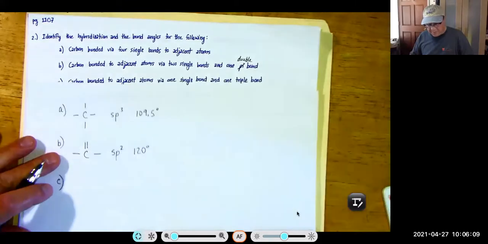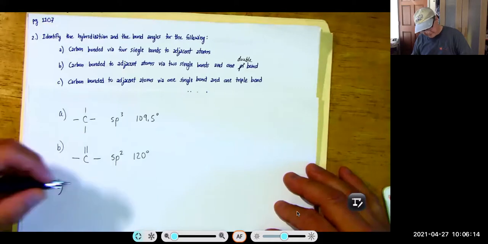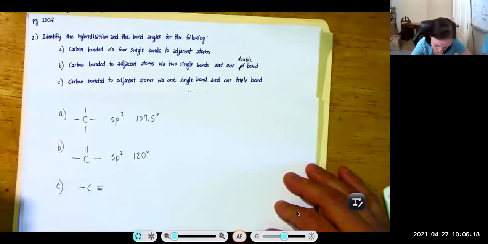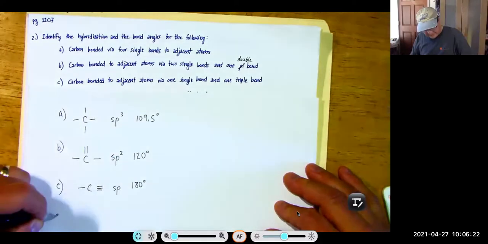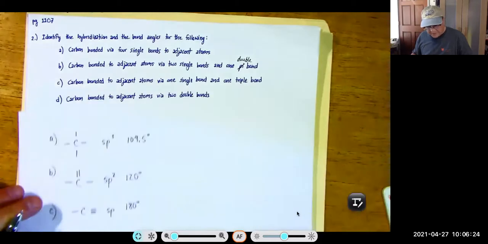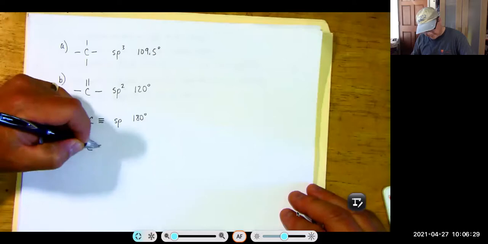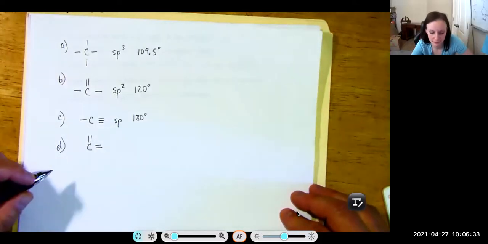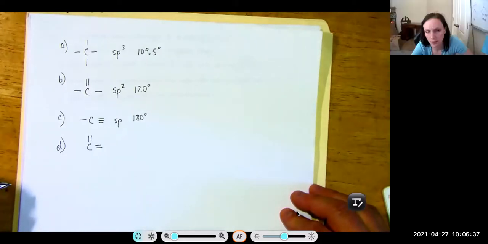C, carbon bonded to adjacent atoms via 1 single bond and 1 triple bond. SP, 180. And D, carbon bonded to adjacent atoms via 2 double bonds. So the same. Same as which one? SP, 180.